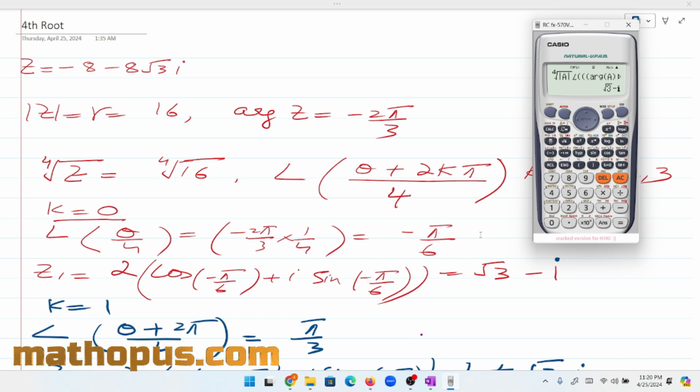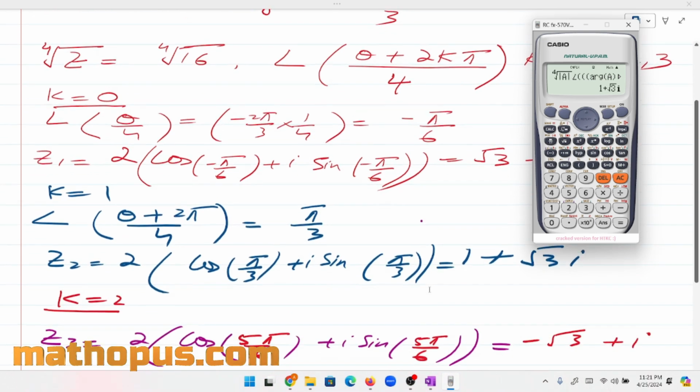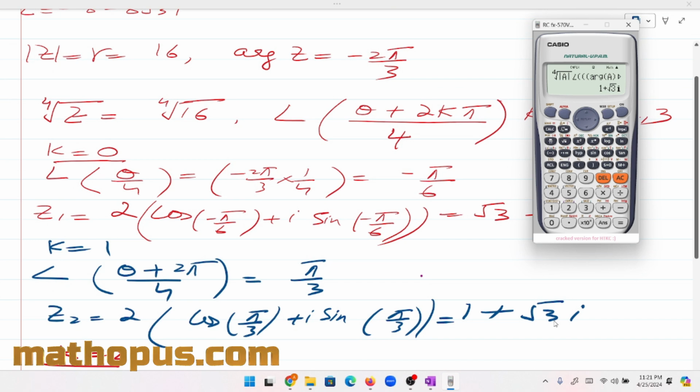So yes, the fourth root is root 3 minus iota. Now let's repeat the process again. Now we are going to replace k equals 1, so we will write over here 2 pi, and then it equals 1 plus square root of 3.